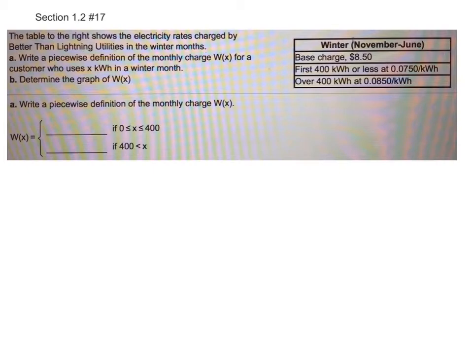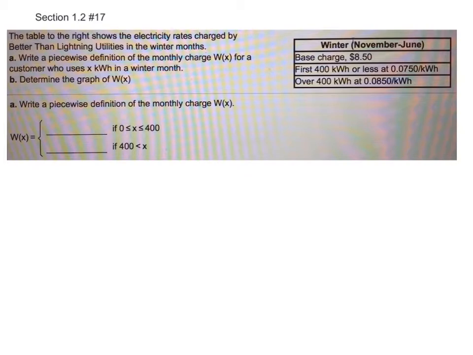The table to the right shows these electricity rates. When you pay for electricity, you pay a base charge of $8.50. So if you don't turn on a light at all in a month in your house, you're going to pay $8.50, period. Now, if you use 400 kilowatt hours or less, then you only pay 0.075 dollars a kilowatt hour. So if you use less than 400, we'll have one type of charge. If you use over 400, then the price goes up, and so you'll be charged a different charge.